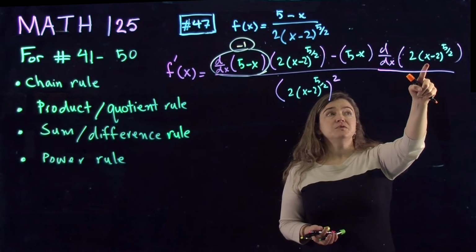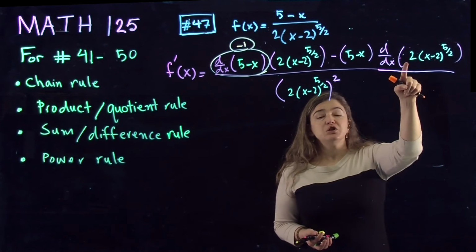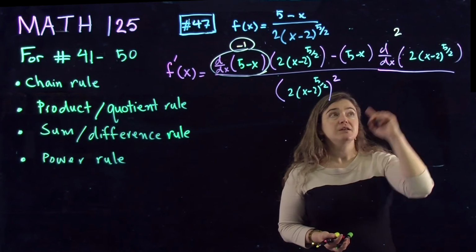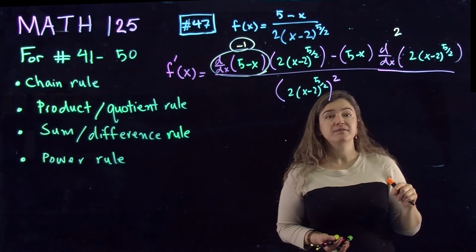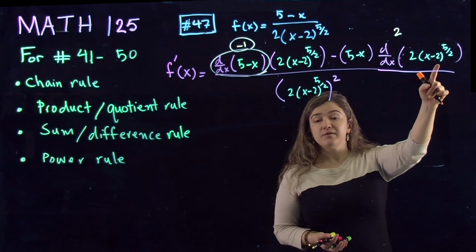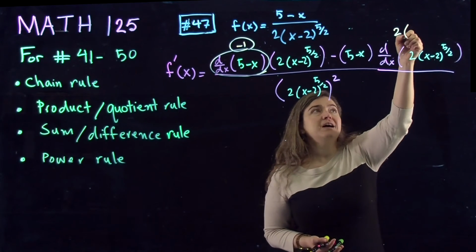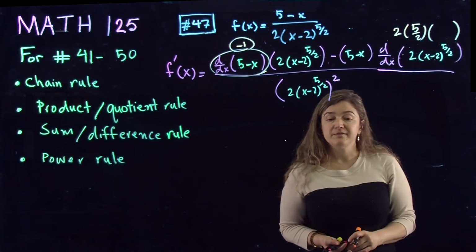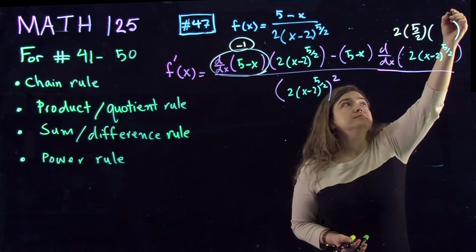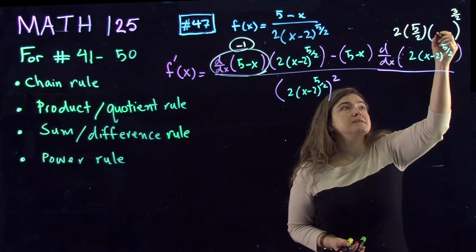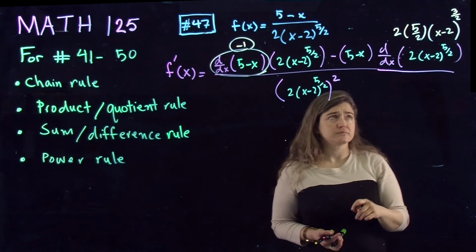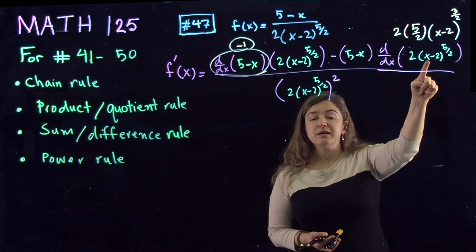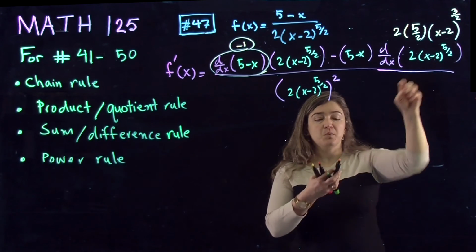Take the derivative of 2 times (x minus 2) to the power 5/2. 2 is a constant multiple, so 2 stays, times the derivative of (x minus 2) to the power 5/2, which involves the chain rule. So 5/2 comes down, a big parentheses to the power one less, 5/2 minus 1, which is 3/2, and inside is x minus 2. Then the derivative of the inside, x minus 2, is 1 minus 0, which is 1.